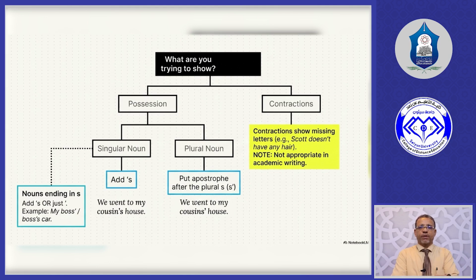So both of them. In brief, when there is an s of the plural, we don't add the s of the possession. We just put the apostrophe. But when the noun is singular, we put the apostrophe followed by s. This is in brief.